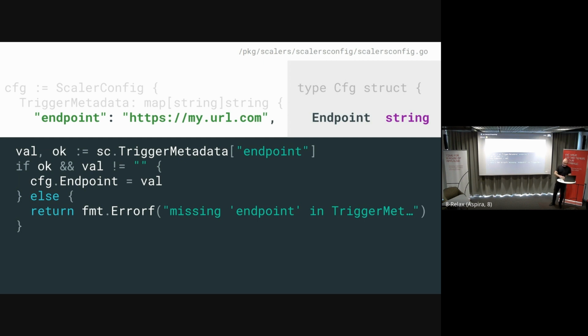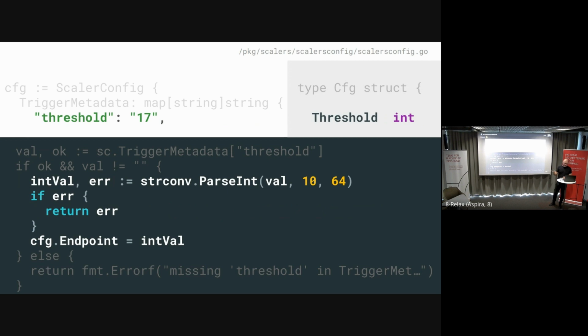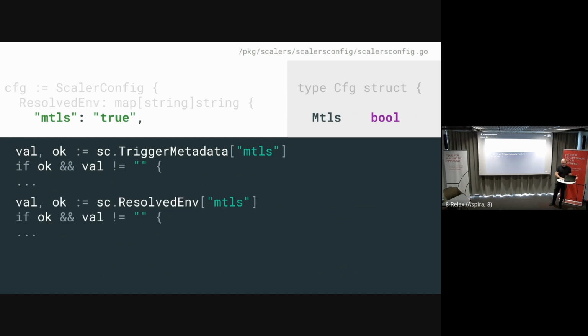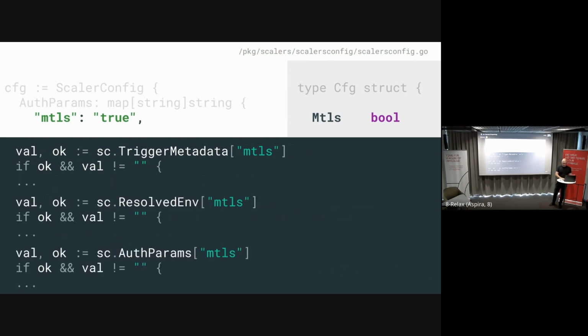But if you repeat the same lines over and over again for 65 scalars, 20 plus values each, it gets worse, also with types. You would have to parse the type. And also some of the values, they can come from any of the three maps. And you would have to define a behavior which one has a precedence over the other.